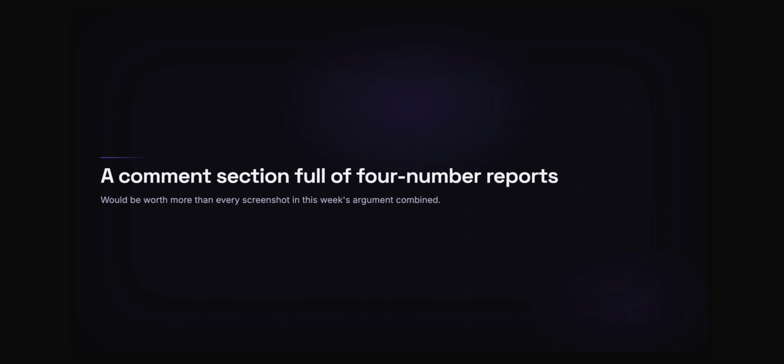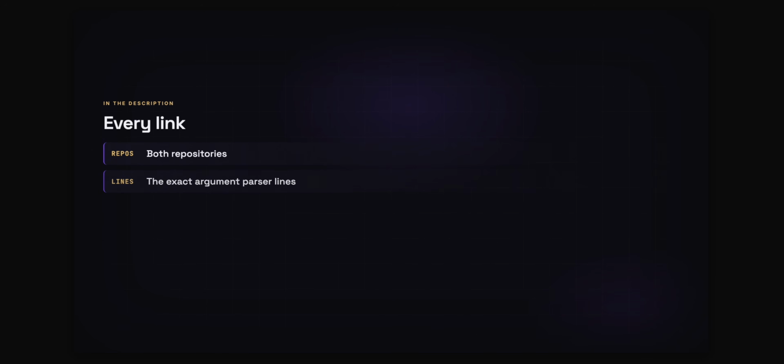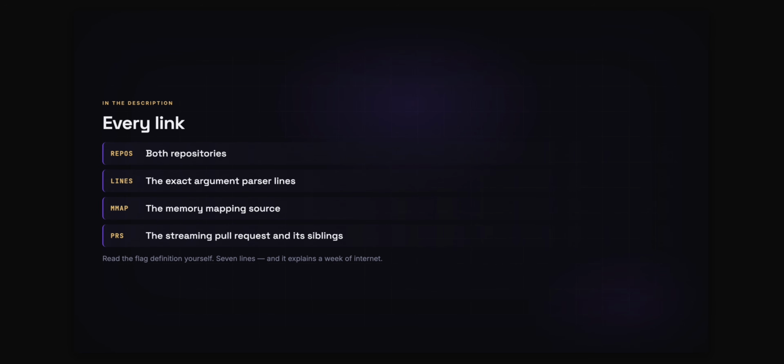That's the standard here. Both sources actually read, the physics shown, the credit split the way the code splits it.